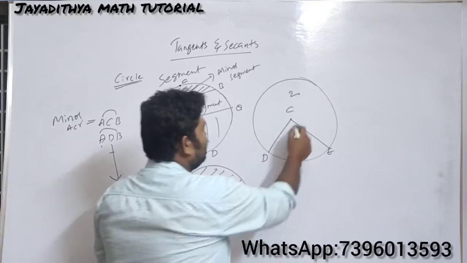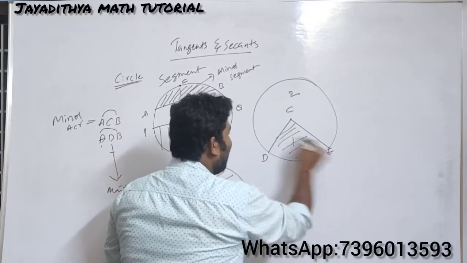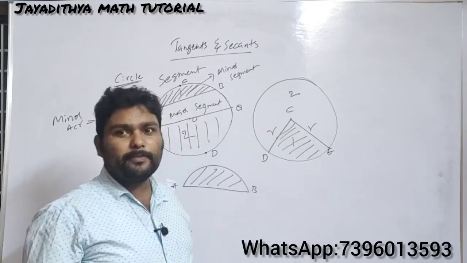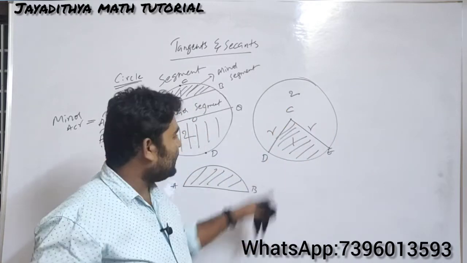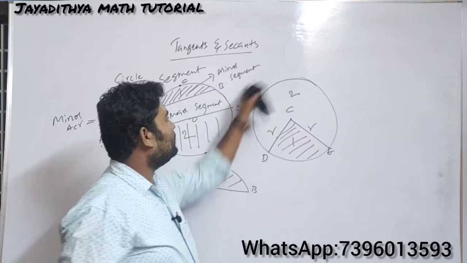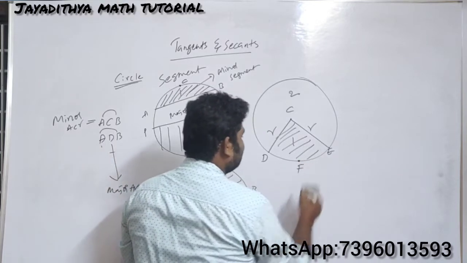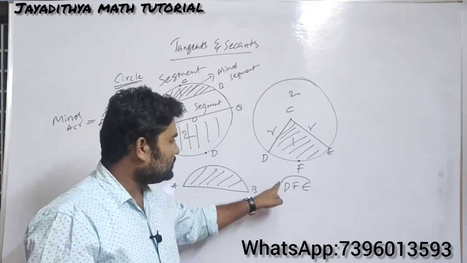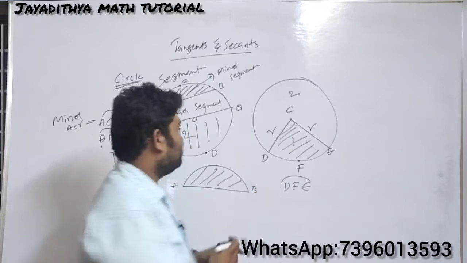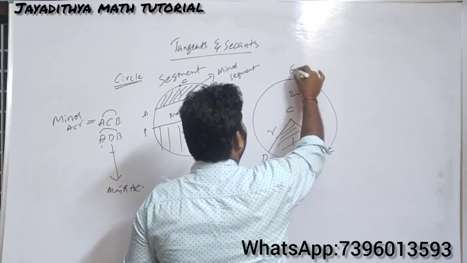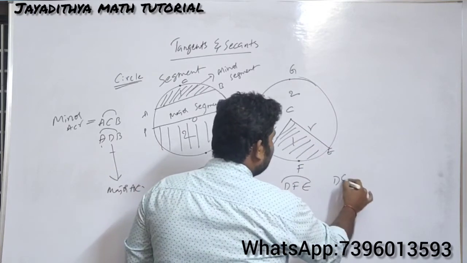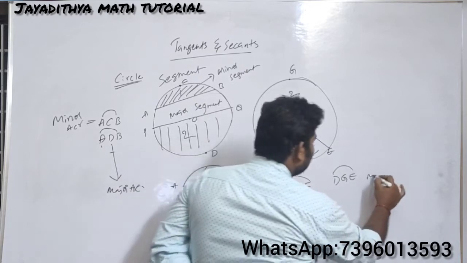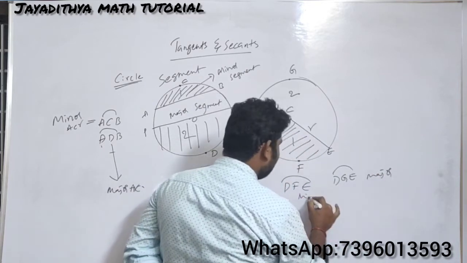So this is the region enclosed by two radii and an arc of the circle. It is enclosed by two radii and by part of the circle. Again you can see here DE is the minor arc, and let us take one more point here. DFE is the minor arc, and if you take one more point as G, DGE is the major arc. So this is major and this is minor.